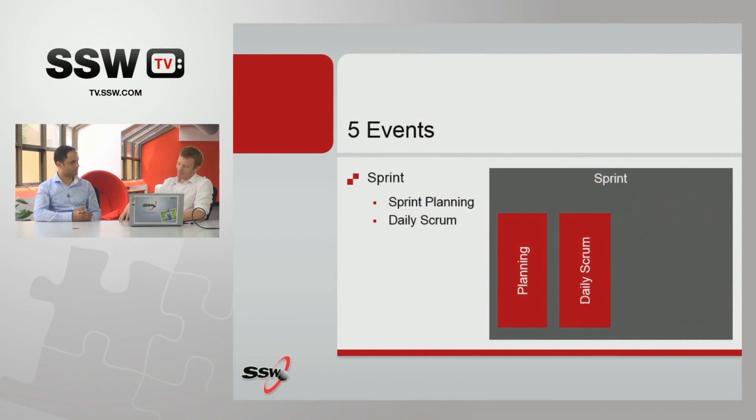The daily scrum. This is a meeting that happens every day during the sprint, and what this meeting is meant to be is the team getting together for a period of, say, 10 to 15 minutes and working out a plan for the next 24 hours that's going to get them closer to their sprint goal.